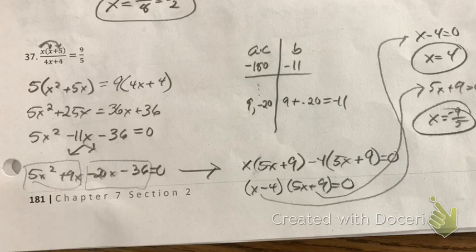So maybe I'll write that in red. Our A value is always the one that's in front of the x squared. Our B value, you said you already know, is that negative 11, right? And that C value is going to be that negative 36. It's kind of nice because it's in alphabetical order if you do it right. So you're going to literally take 5 times negative 36, and that is your A times C. That comes up with that negative 180.